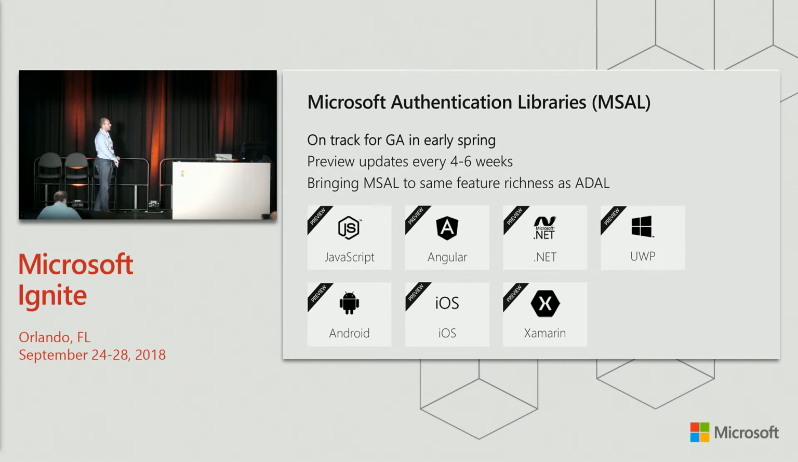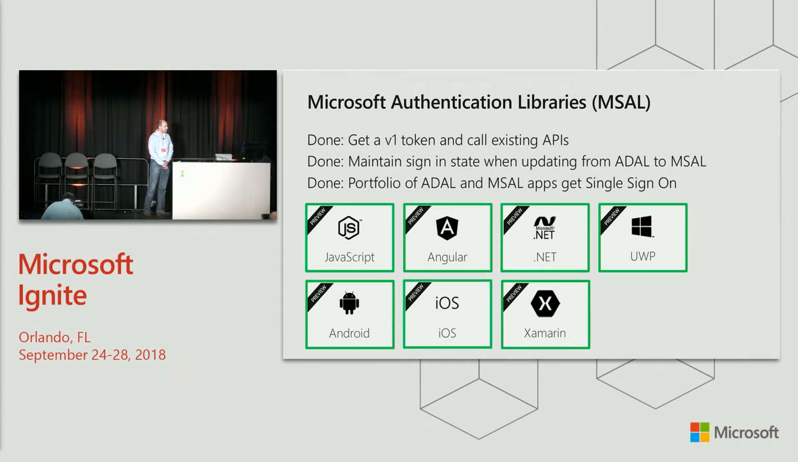I'm actually going to dive in, and I'm going to tell you some of the progress that we've made on these libraries. So the first thing is that you can now get a V1 token and call existing APIs. I'm going to demo that for you. You can maintain single sign-on state when you're updating from ADAL to MSAL. And your portfolio of apps are going to single sign-on with one another, meaning that if you have an app on mobile that you've written in Xamarin on iOS, and now you've got another mobile app, whether it's using ADAL or MSAL, you're going to get SSO among all of those apps with one another.